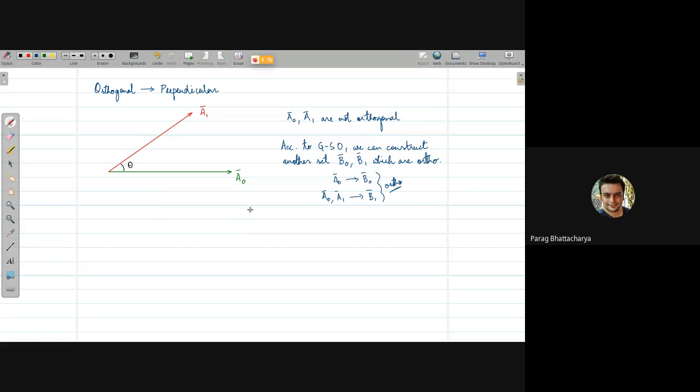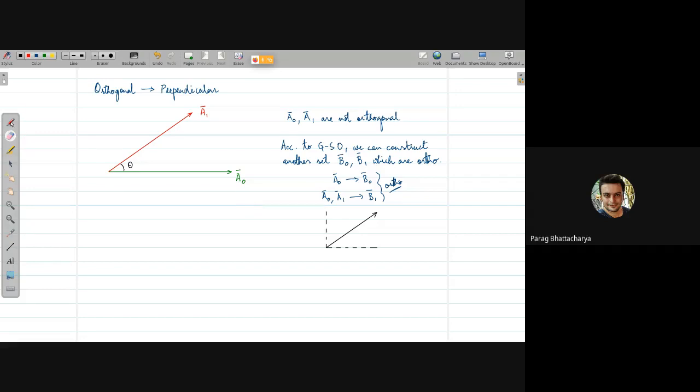The idea behind this is very simple. You all already know this: any vector, suppose I have a vector like this, you can always break it down into its components. This is one component and this is another component. These are the two components of this vector. This is the projection of this vector along the horizontal and along the vertical.